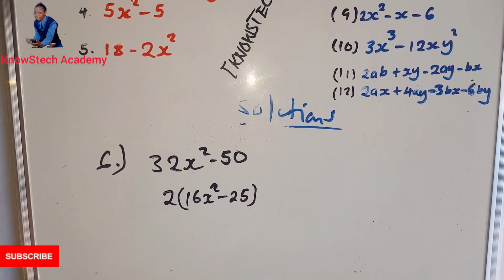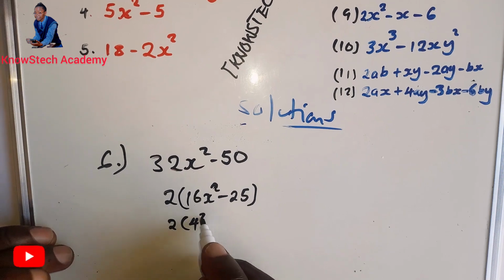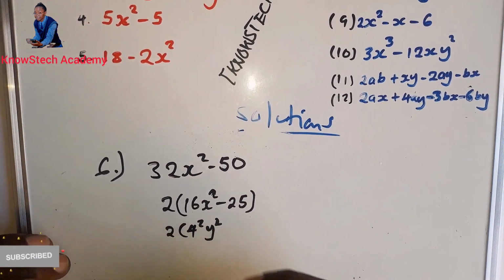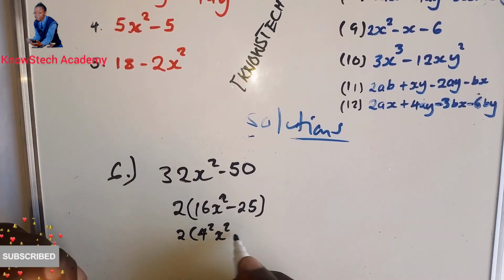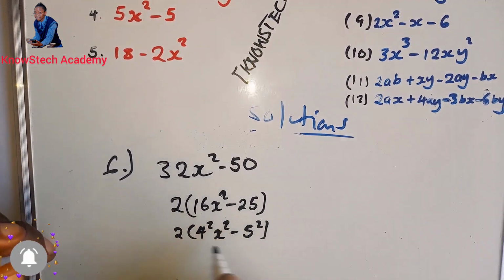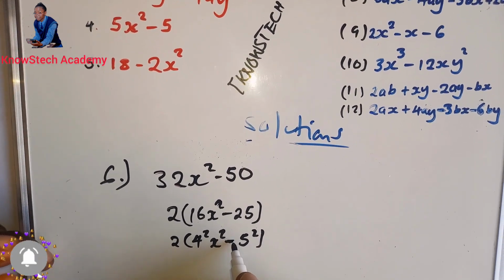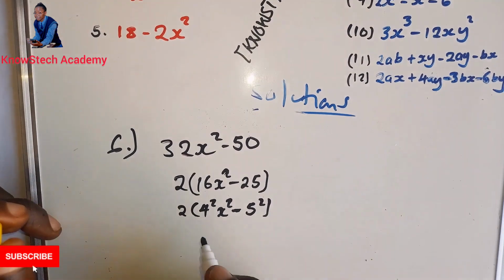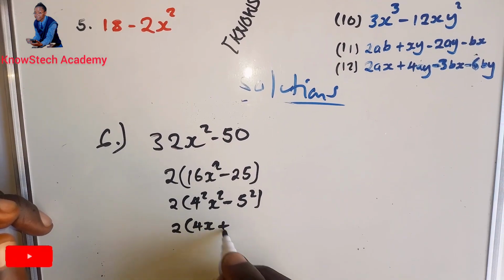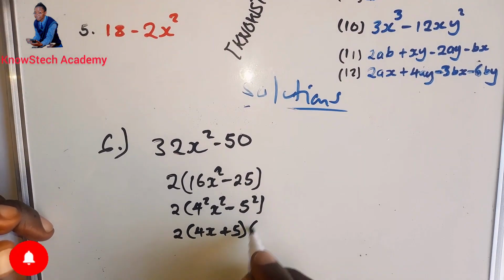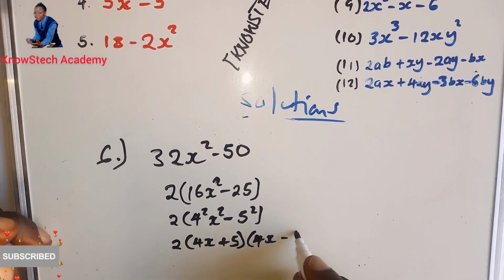Inside here is a difference of 2 squares. So we maintain the 2 which is outside. 16 is the same as 4 squared, so it's 4x all squared. And 25 is the same as 5 squared. So everything inside here is raised to the power 2, separated by a minus, so it's a difference of 2 squares. So 2, one of the 4x's plus 5, then the remaining 4x, in this case minus 5.